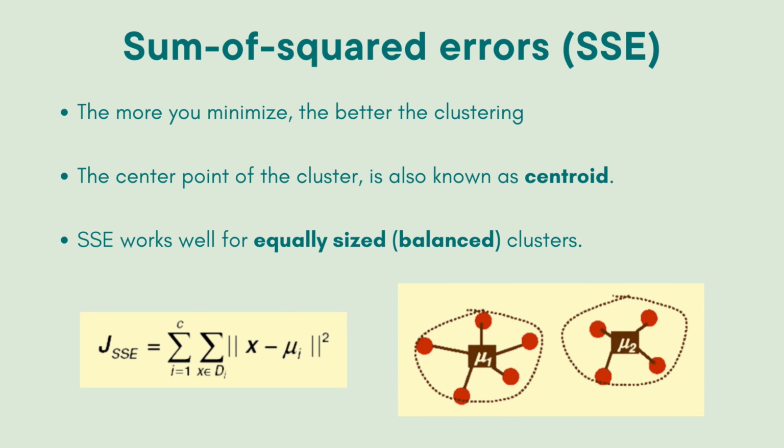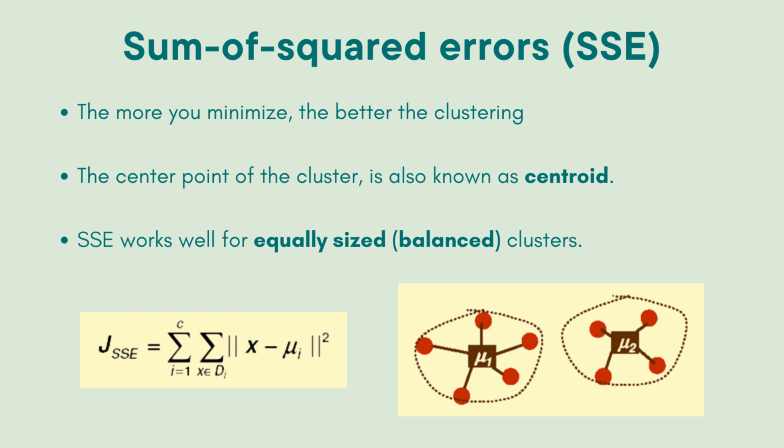What is the sum of squared errors, SSE? When we talk about errors, we always keep in mind that the lesser the errors, the better the task. Therefore, in the context of SSE, it means that the more we minimize, the better the clustering. In the formula of SSE, x represents the points of the data and mu is the mean. So let's take a look at the diagram on the right hand side. In the diagram, the red circle is the data point, which is represented by x, while mu1 and mu2 are the center points of the clusters, which are also known as centroids.